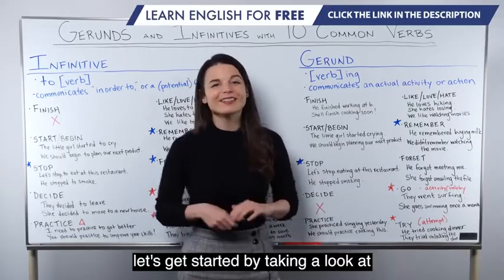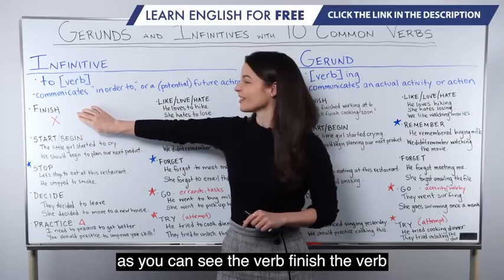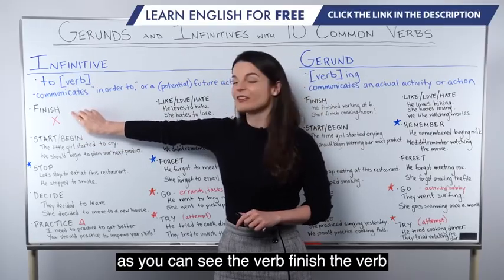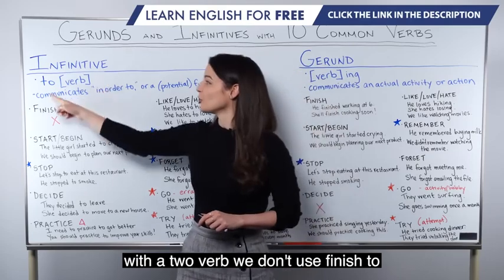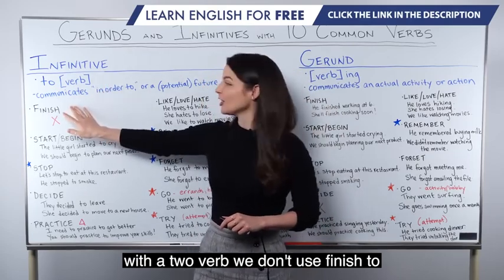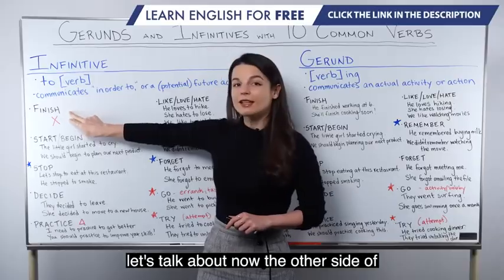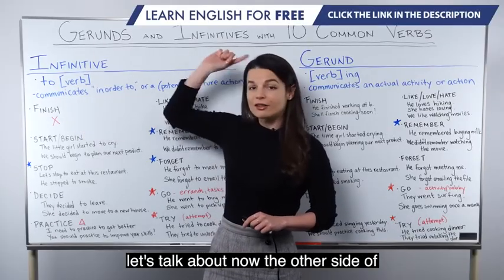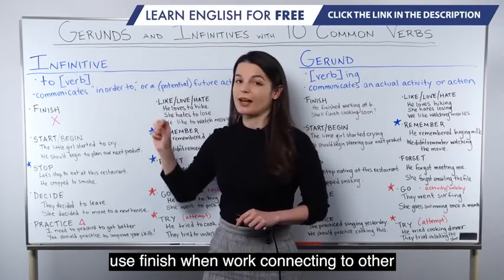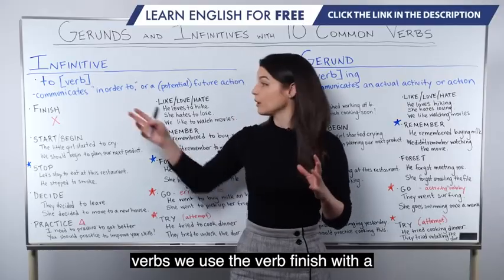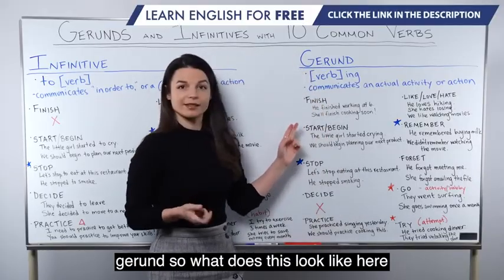Okay, so let's get started by taking a look at the first verb over here. A very easy one, as you can see. The verb finish. We cannot use the verb finish with a to verb. We don't use finish to verb. We don't use it in this way. So let's talk about the other side of this so that you can see how we should use finish when we're connecting to other verbs. We use the verb finish with a gerund. So what does this look like?